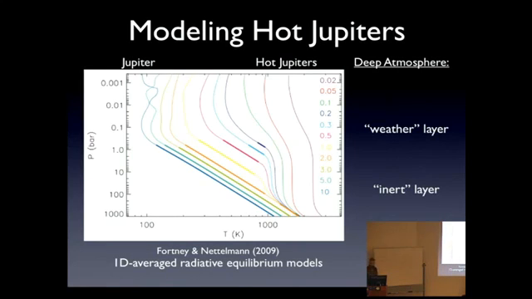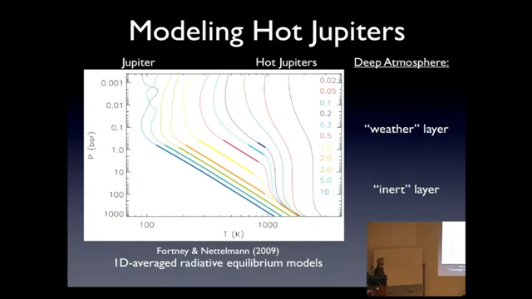Hot Jupiters. So it's always good to go back to the basics first, and it's worth emphasizing that we are, even in the sense of a 1D average model of the structure of these planets, which might not be such a good model because the day side might be very different from the night side, but it's still very useful as a guide. We are very far away from a Jupiter-like structure.